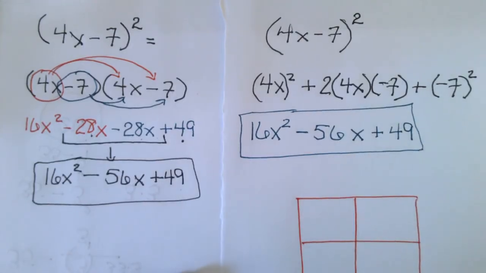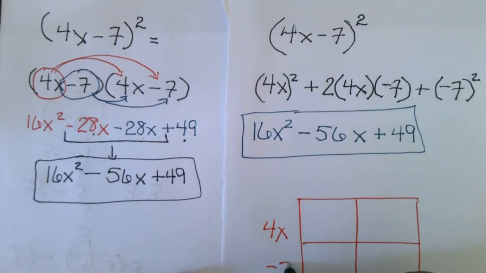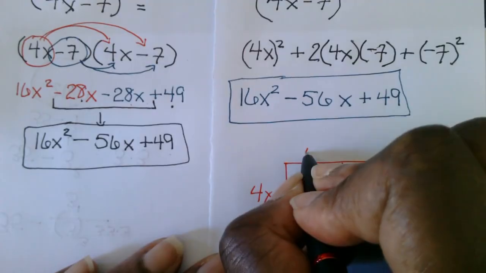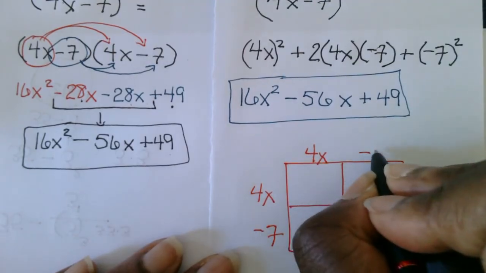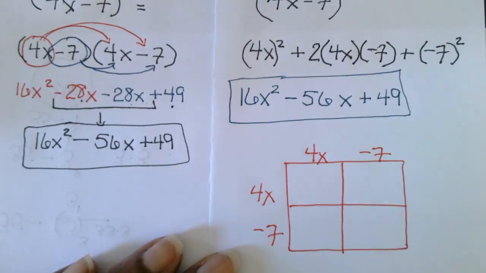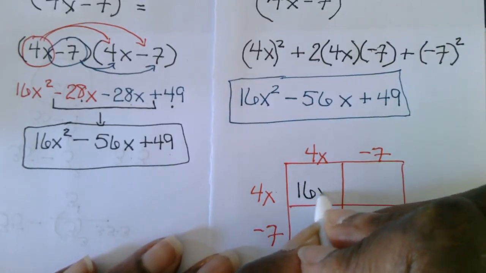So we know we have 4x minus 7, represent this side, and then we have 4x minus 7. To fill the boxes, you get to multiply. So that means 4x times 4x will be my 16x squared.